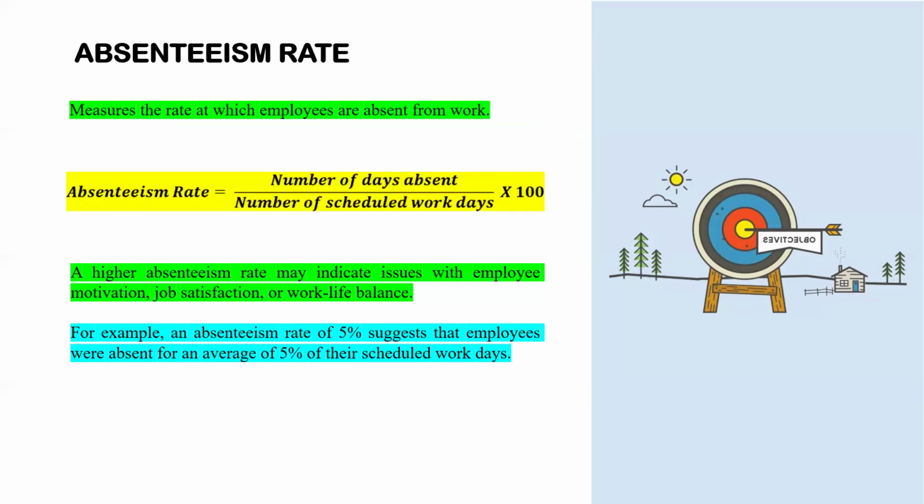Then we have absenteeism rate. It measures the rate at which employees are absent from work. Okay, so if you have a very high absenteeism rate, like put all of your workers together and you are getting an absenteeism rate of, let's say, 40%, then it's a problem. Do you understand? So a higher absenteeism rate may indicate issues with employee motivation, job satisfaction, and work-life balance.